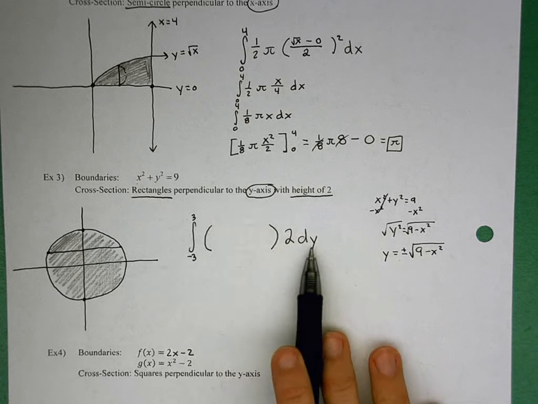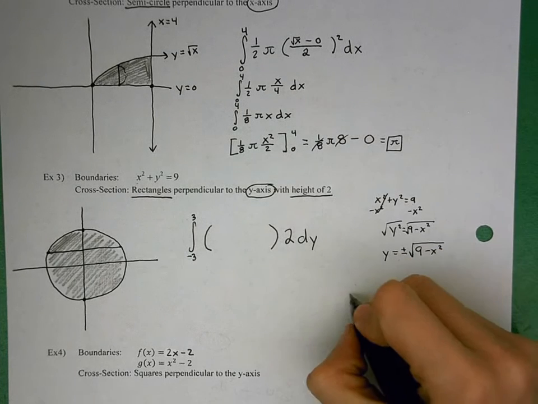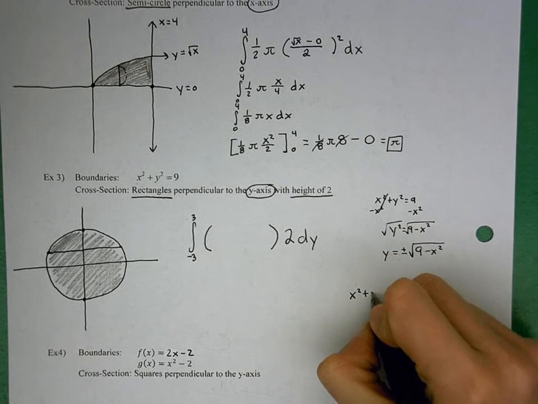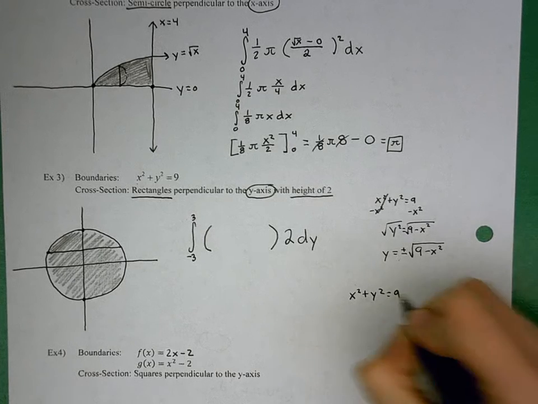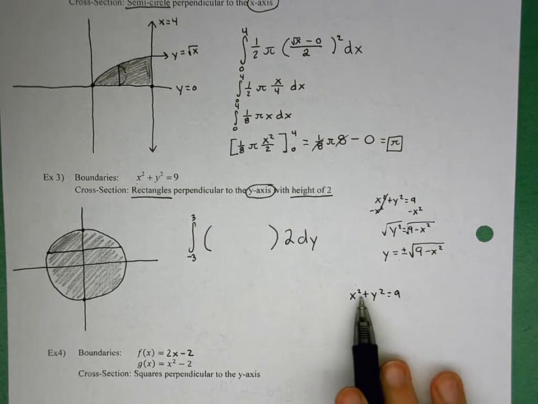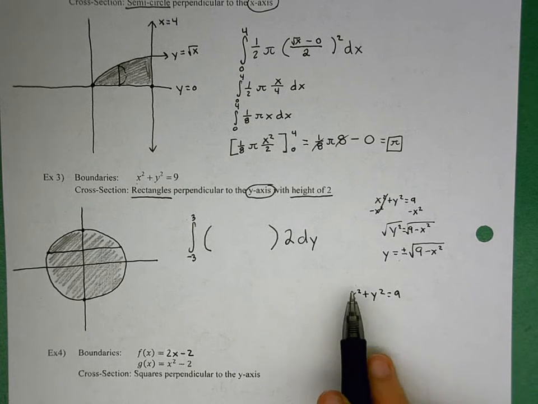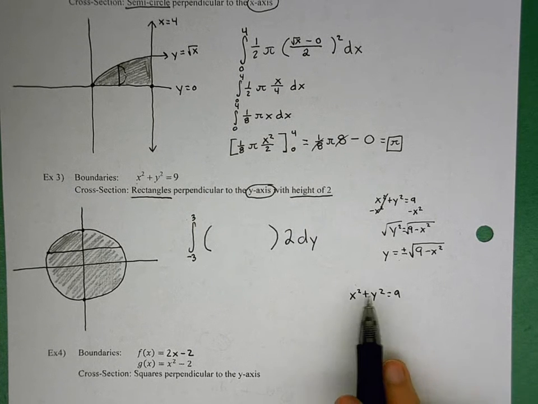Now because we are oriented towards the y-axis, I need to take this equation and turn it into an equation that only has y's within it. So I'm going to go over here. x squared plus y squared equals 9. I'm just rewriting it, and I'm now going to manipulate this algebraically until the whole equation is in terms of y. Right now the equation is in terms of both x and y.